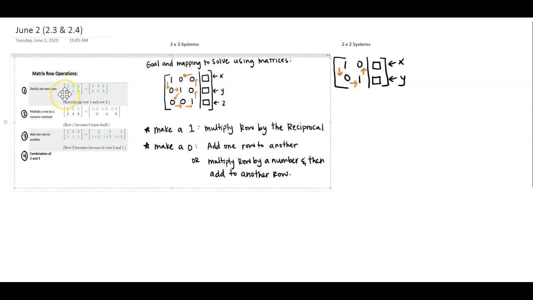We can switch any two rows, right? And then over here it just kind of shows where the top row is becoming the bottom row and the bottom row is becoming the top row.